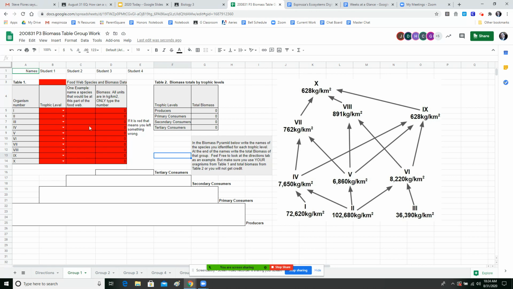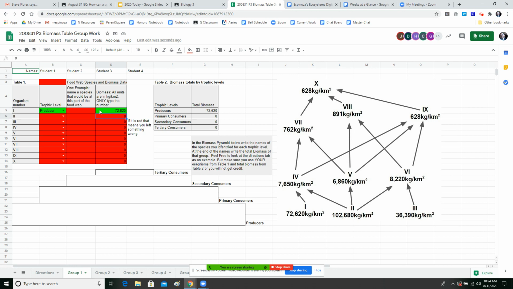And then the next part says, what's the biomass? Here you're going to type the number. We said that number 1 was a producer. Number 1 was a producer, and what's its biomass? 72,620. It says 72,620. So I type 72,620, bam, it turned green. You see that? As long as you type in the numbers here, these will turn green.